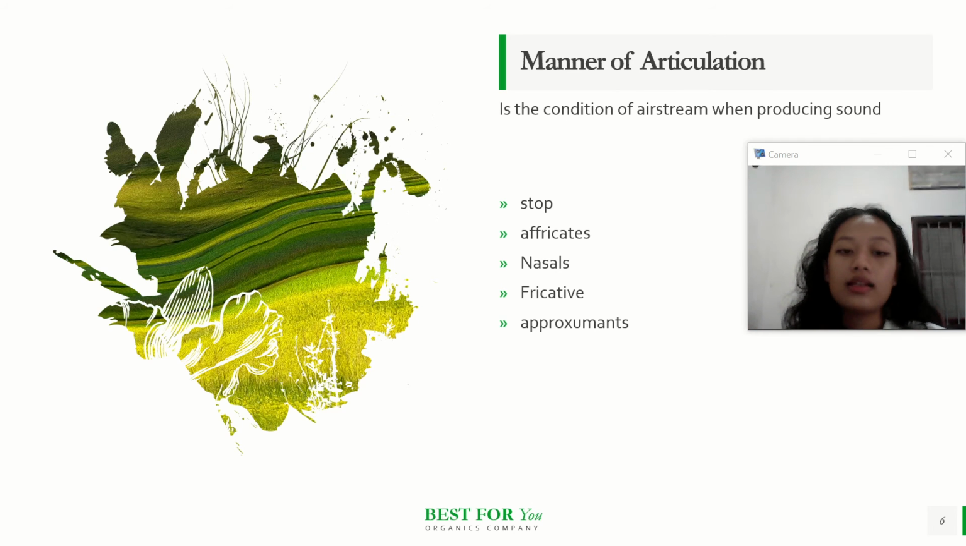So the next one is fricative. It is close but not completely. It is narrowing. So when we produce sounds like v, f, and th. And then the last one is approximants. It is semi-vowel, with almost no obstruction in there. So it is when we produce sounds like l, r, w, y.